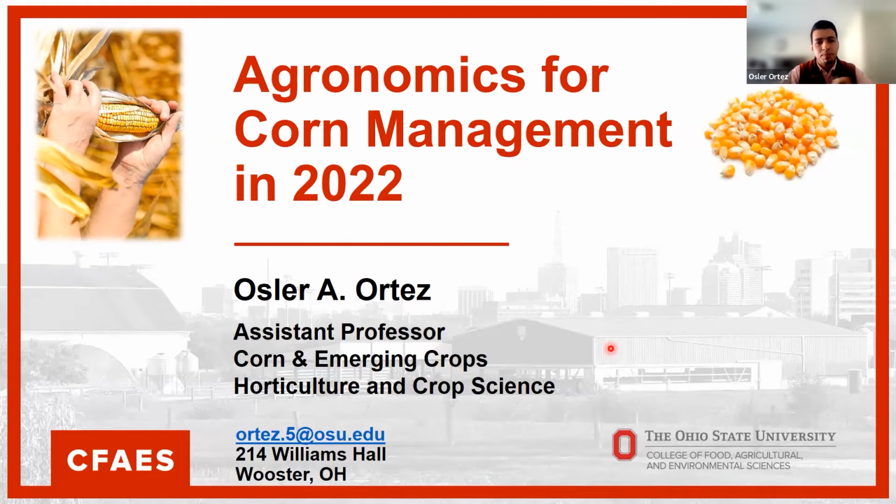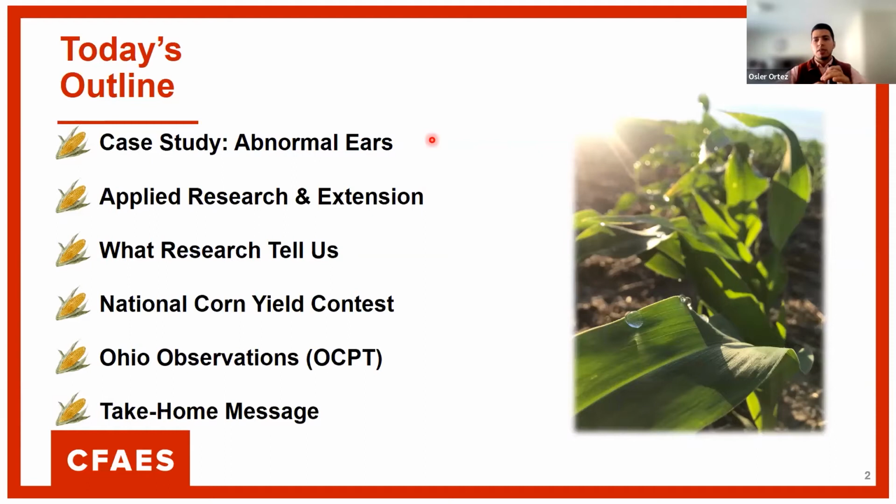The structure of my presentation, a few steps that I will be taking along the way here. First, I will speak about some sort of case study. That was my most recent research program back in Nebraska with the University of Nebraska-Lincoln, where we studied abnormal ears yield losses. Then I will jump into applied research and extension. What is my vision and philosophy for this new position here at Ohio State? I did some revision of what the research is telling us in several relevant agronomical aspects for corn management. I will share some of that.